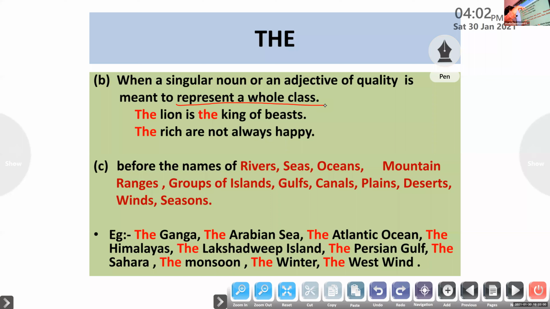Okay, so the lion represents not only one lion, it represents a whole class of lion. The lion is the king of all the beasts. Beast means animal. Okay, and also look at point number C, children. We can use the before the names of rivers, before the names of seas, names of oceans, mountain ranges, groups of isles, gulfs, canals, plains, deserts, winds, and seasons.